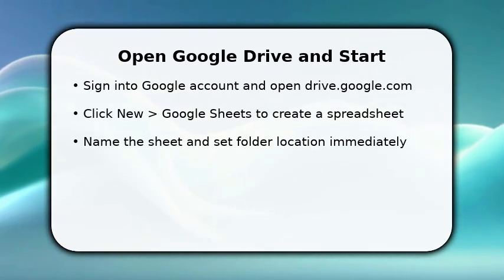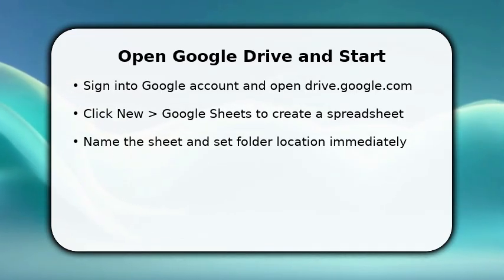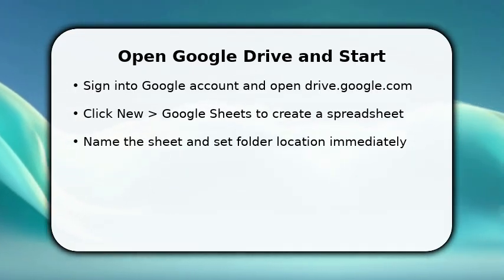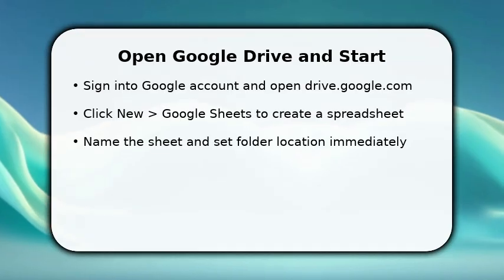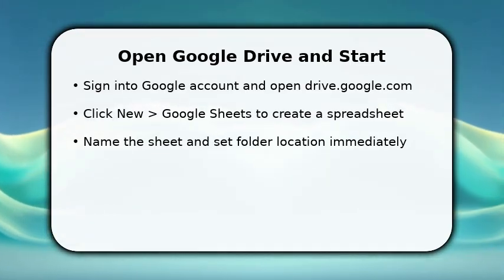Name the file clearly and move it to the correct folder so permissions and organization are set from the start. Make sure to enable offline if you need access without internet. You'll now have a blank spreadsheet to work with. This first move ensures your sheet is saved to Drive, not just locally, so collaboration and version history are available.